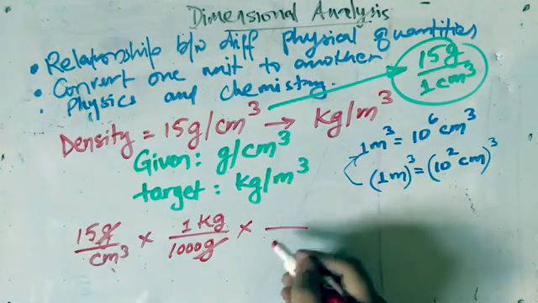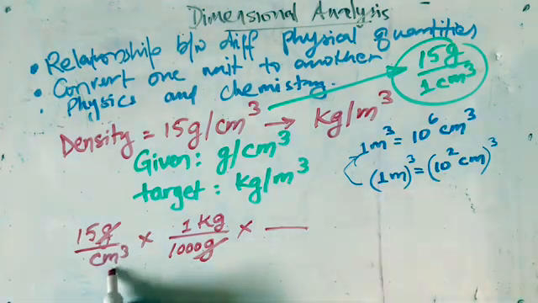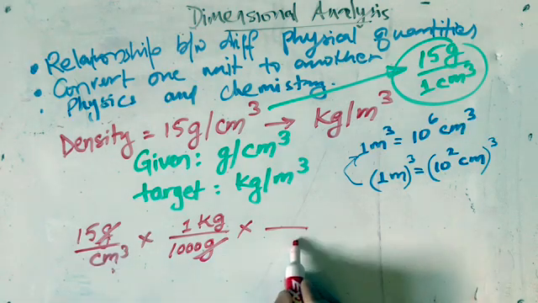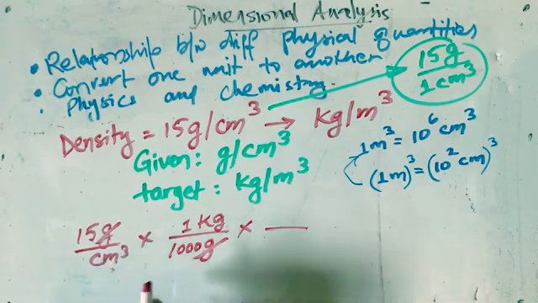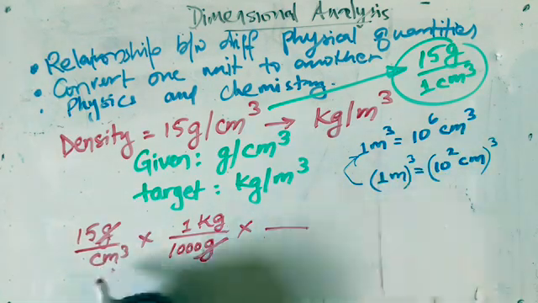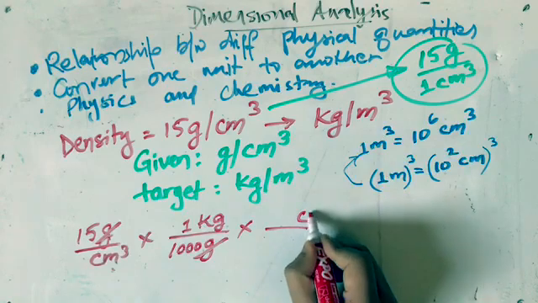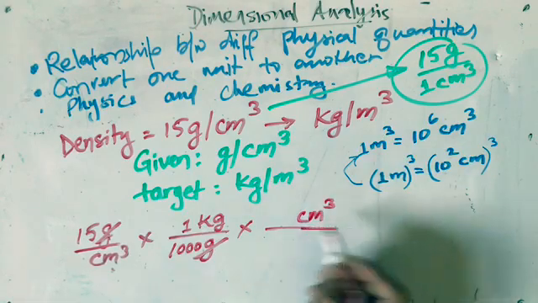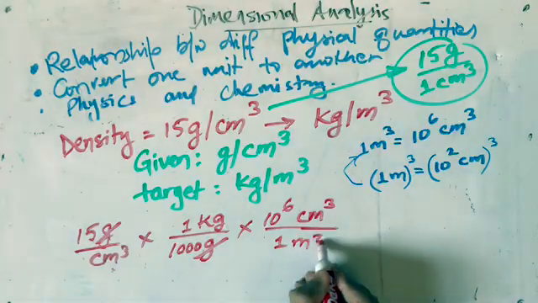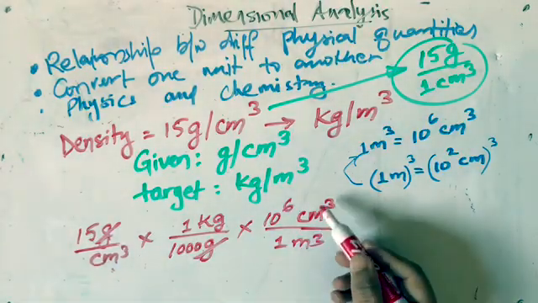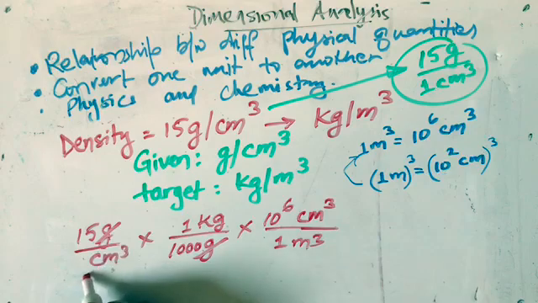So now the centimeter cube is at the bottom. Now we do not write that centimeter cube at the bottom because that doesn't cancel it out. That gets multiplied if we write that at the bottom. We have to write that centimeter cube at the top because you want to cancel that down. So you write centimeter cube at the top, and that is 10 to the power 6 centimeter cube equals 1 meter cube. Again, the whole point of writing this either at the top or at the bottom is so that we can cancel that out.